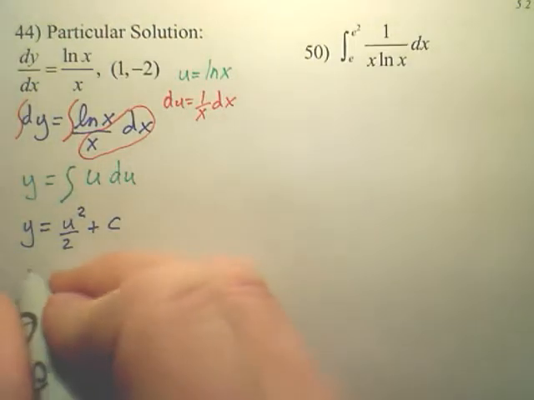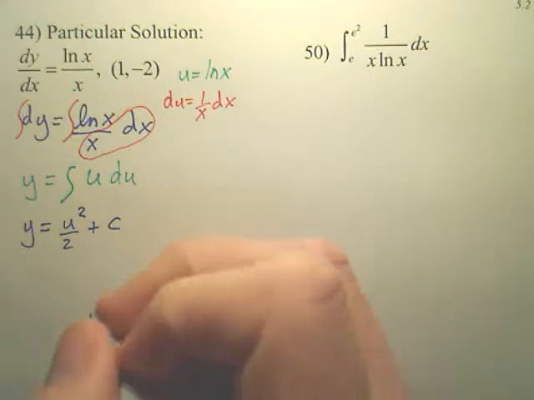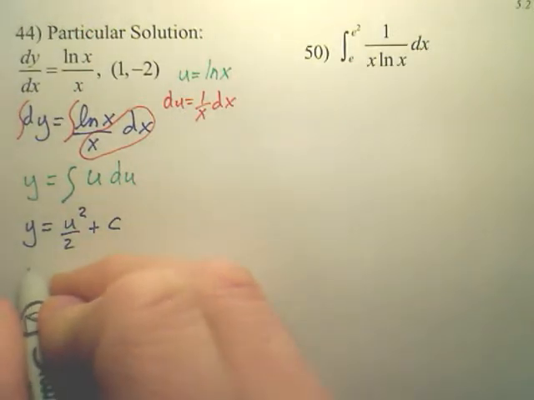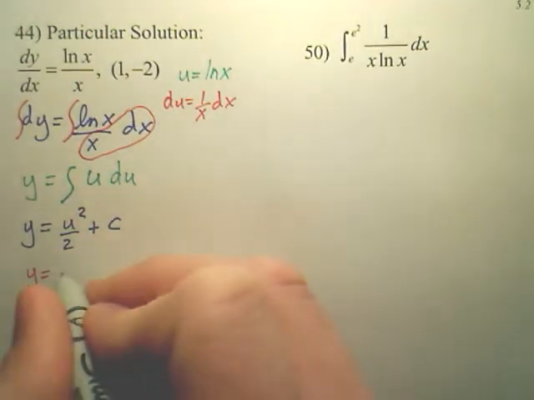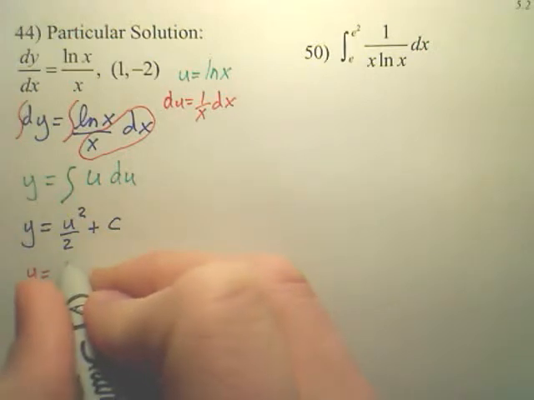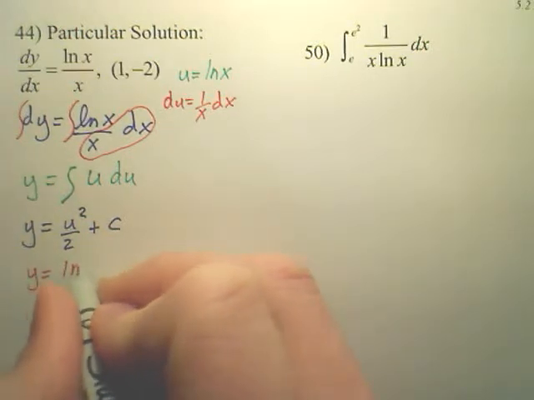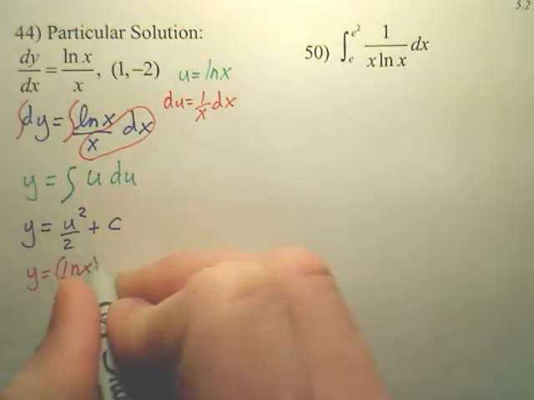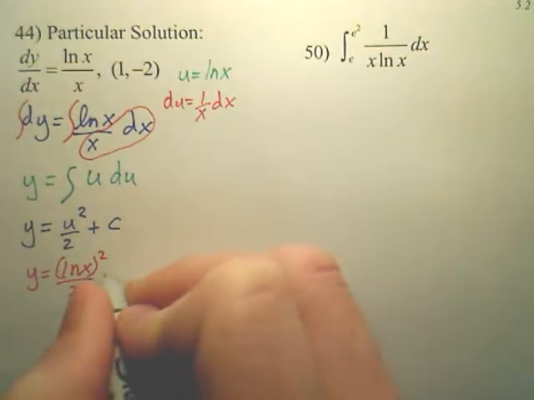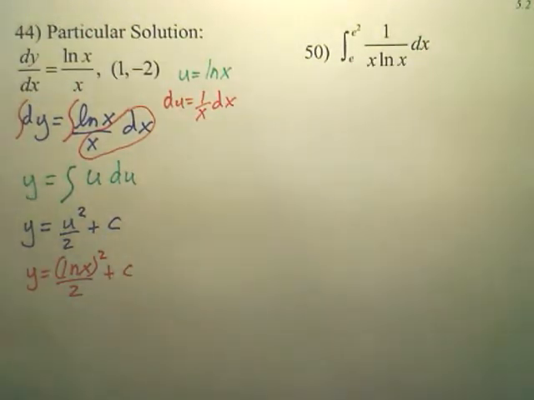And we now have u. So y equals u, and u is ln x, so it's (ln x) squared over 2 plus c.